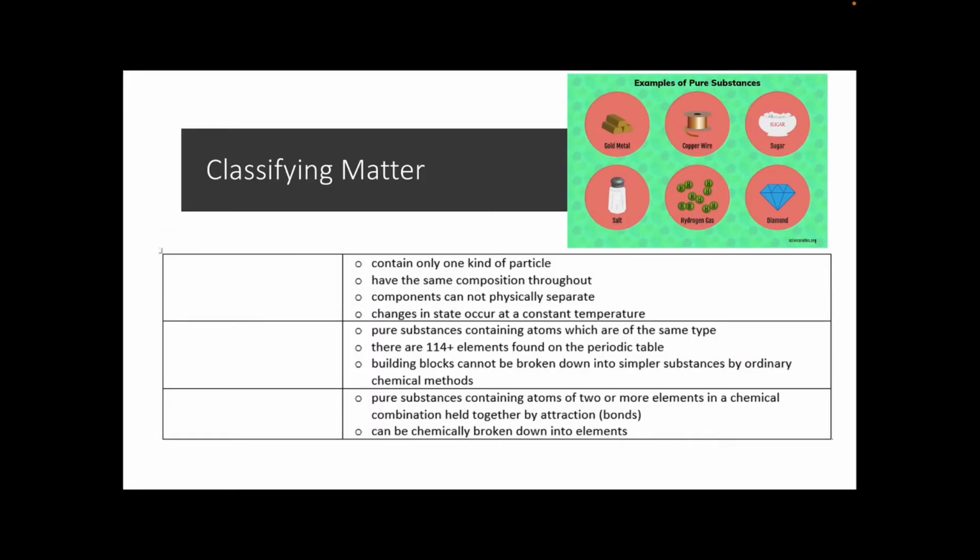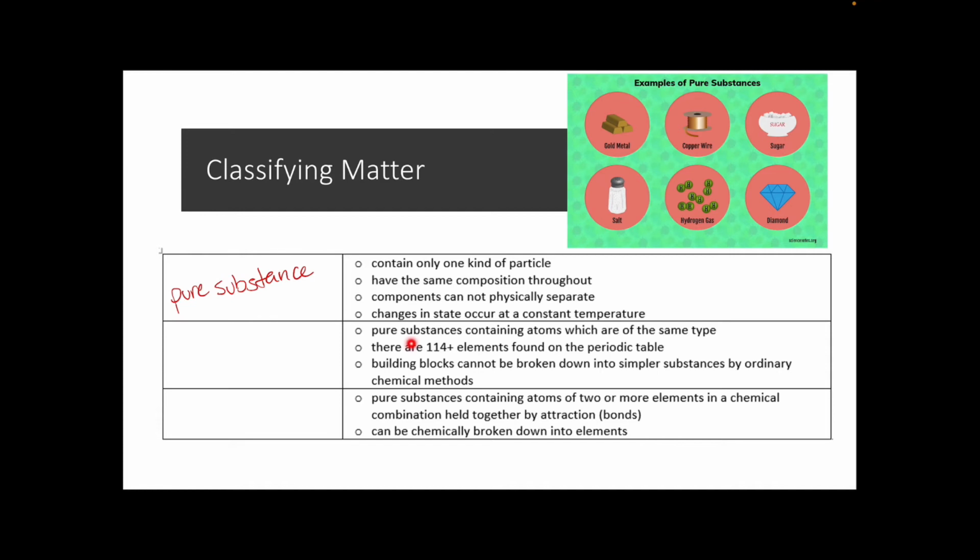Next, let's classify some matter. So let's look at this first description. We have contains only one kind of particle, has the same composition throughout, components cannot physically separate, and changes in state occur at a constant temperature. This would be a pure substance. And there's examples up in the top right corner. All of these images are examples of pure substances.